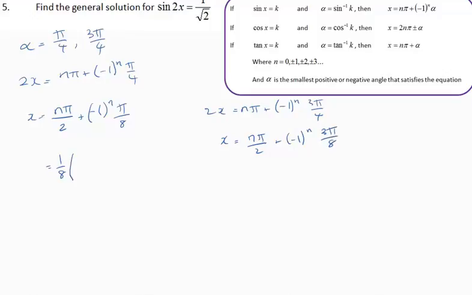So we take our fraction out the front. So 1 on 8. Here, the fraction on 2, so it's going to be 4n pi plus minus 1 to the power of n pi. Again, over here, 1 on 8, 4n pi plus minus 1 to the power of n, 3 pi.